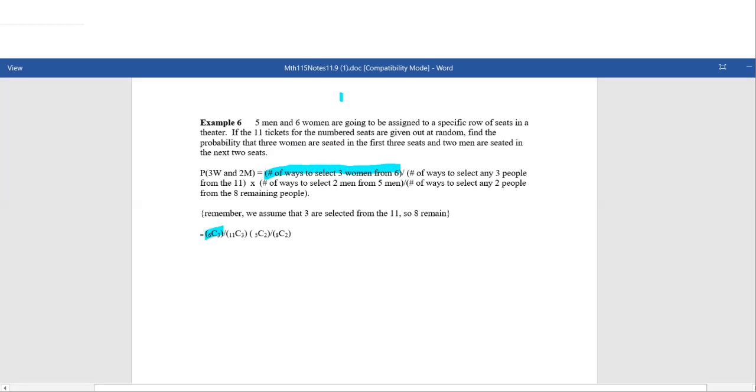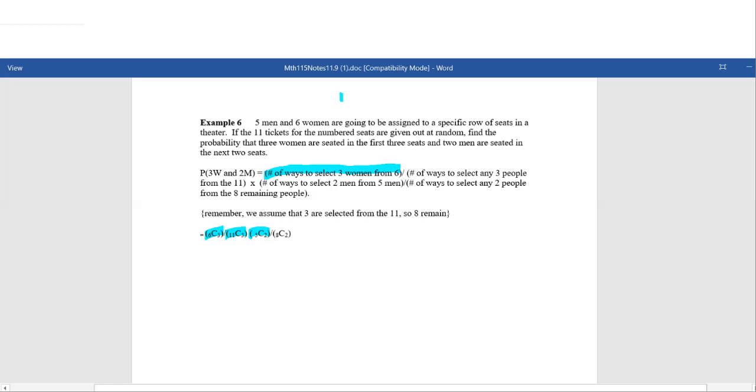And then divide by the number of ways to pick any 3 people from the 11, because you have 11. So that'll give you the probability of getting the 3 women. Okay. Then you're going to multiply that by the probability of getting the next 2 seats, 5 men. So you have 5 men to choose from, and this is what you have.